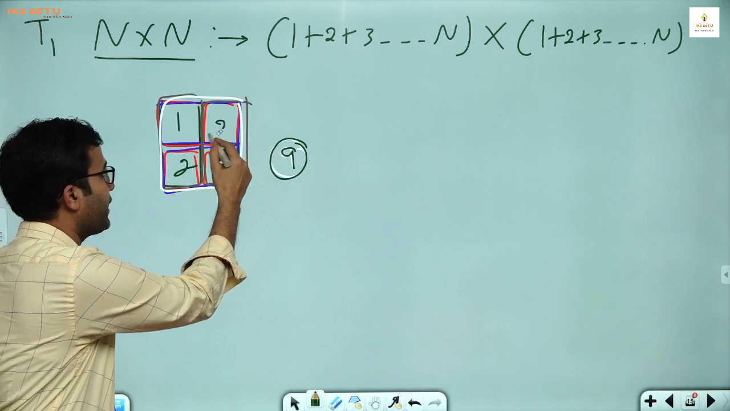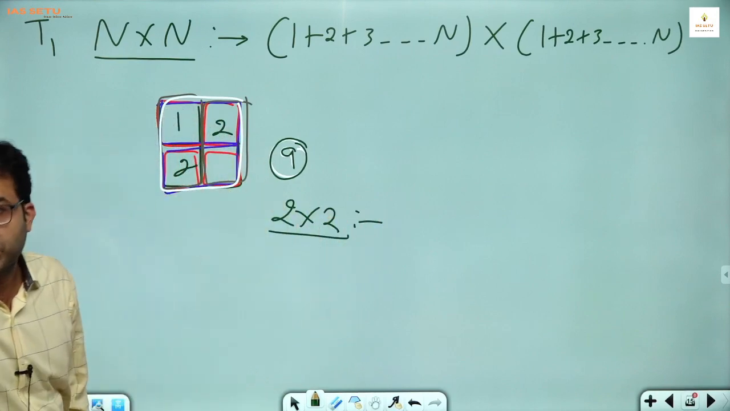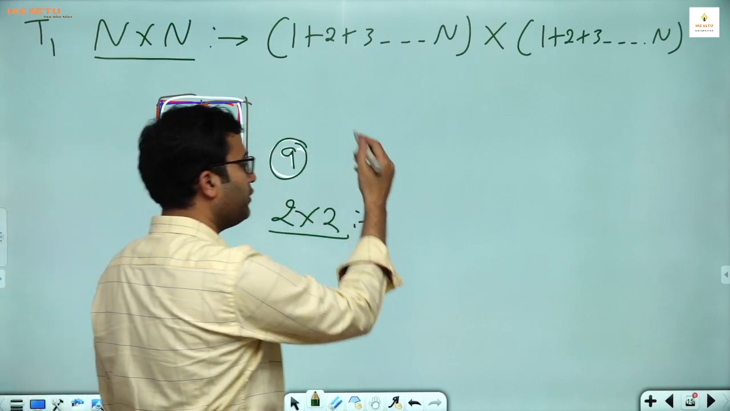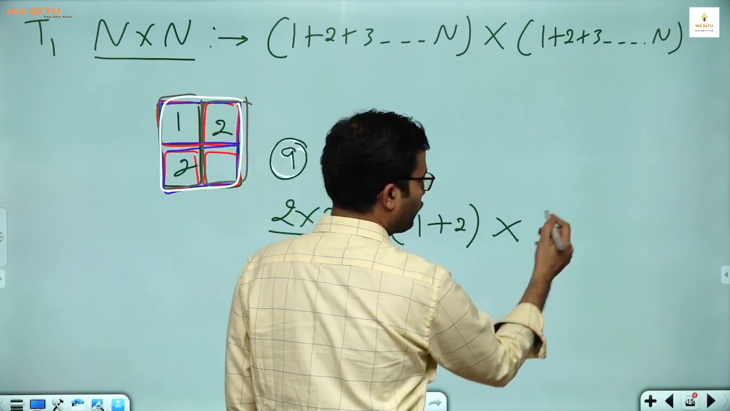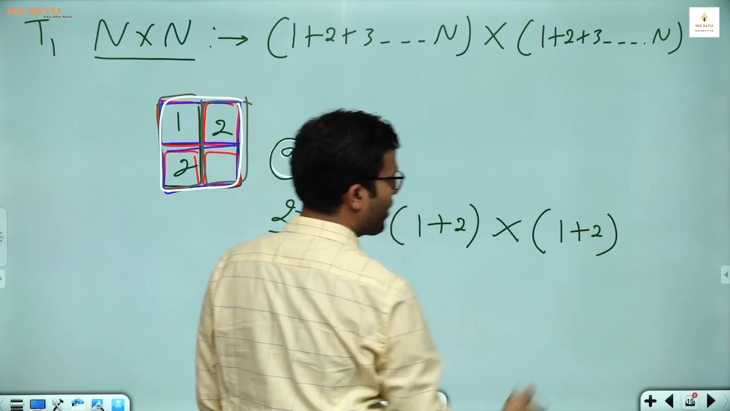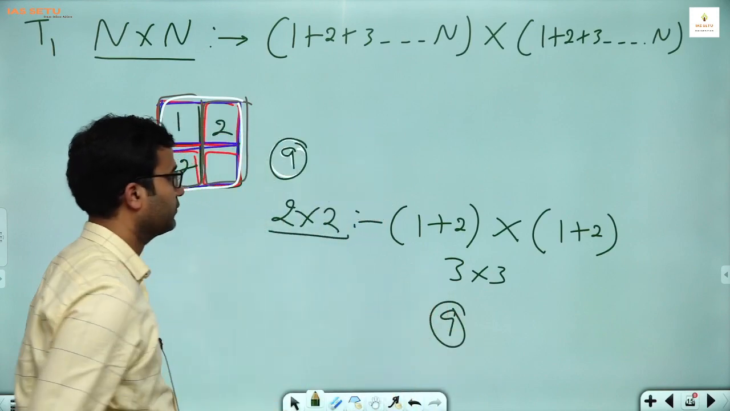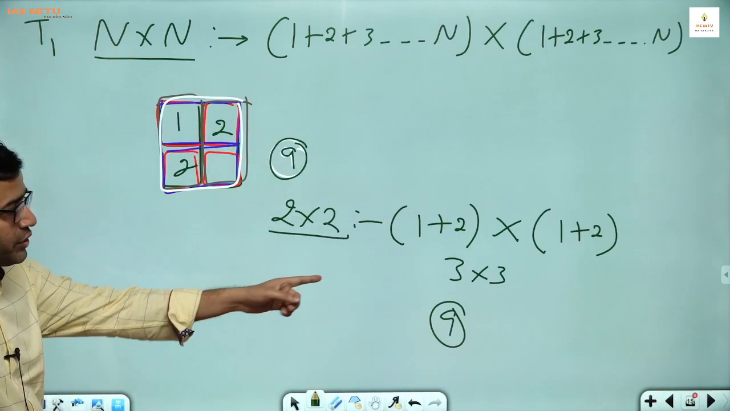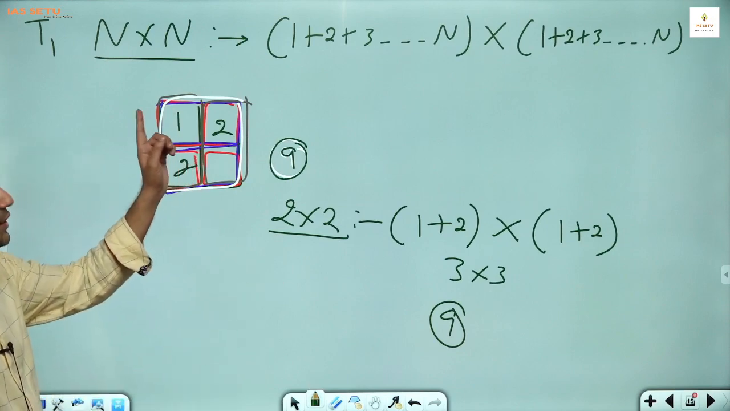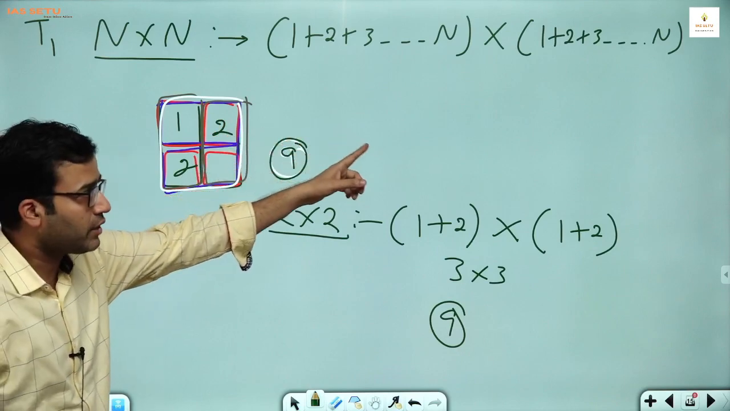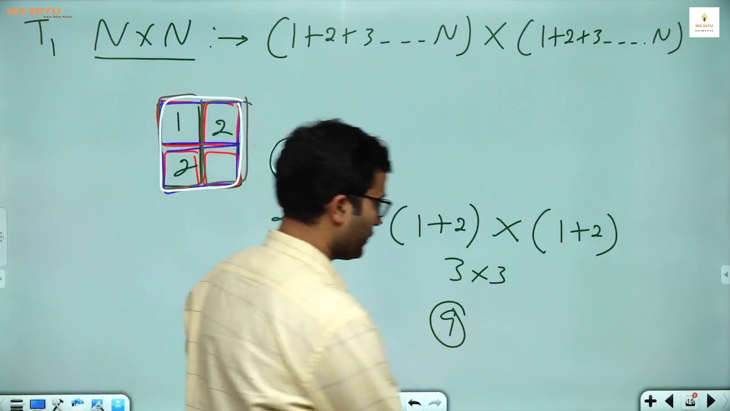Like this is a 2 by 2 figure. So the value of n in this question is 2. Our shortcut says bracket start 1 plus 2 bracket close into second bracket start 1 plus 2 bracket close. So this is 3 into 3, 9. Either you do manual counting or you use the shortcut, we get 9 rectangles in the given figure. It is 1 plus 2 plus 3 up to n into second bracket 1 plus 2 plus 3 up to n. Wait, let me take the next question.